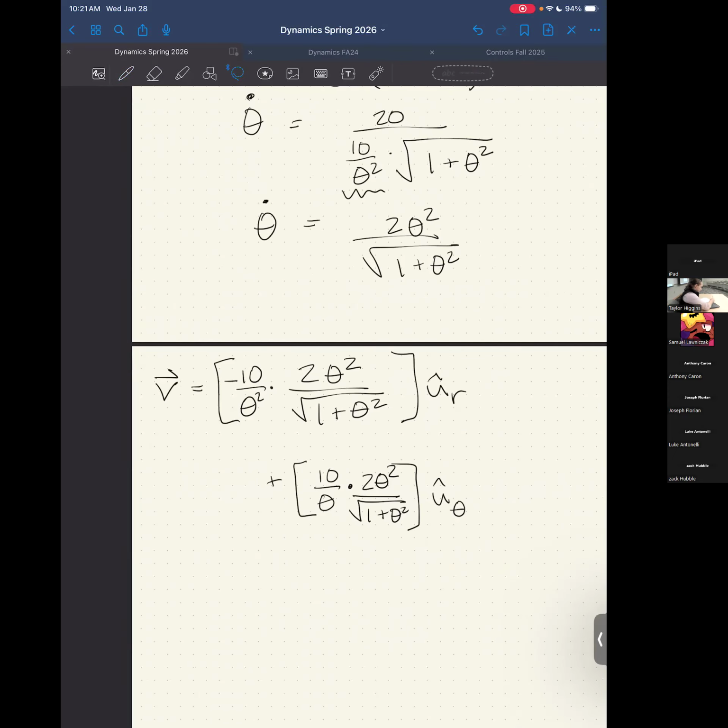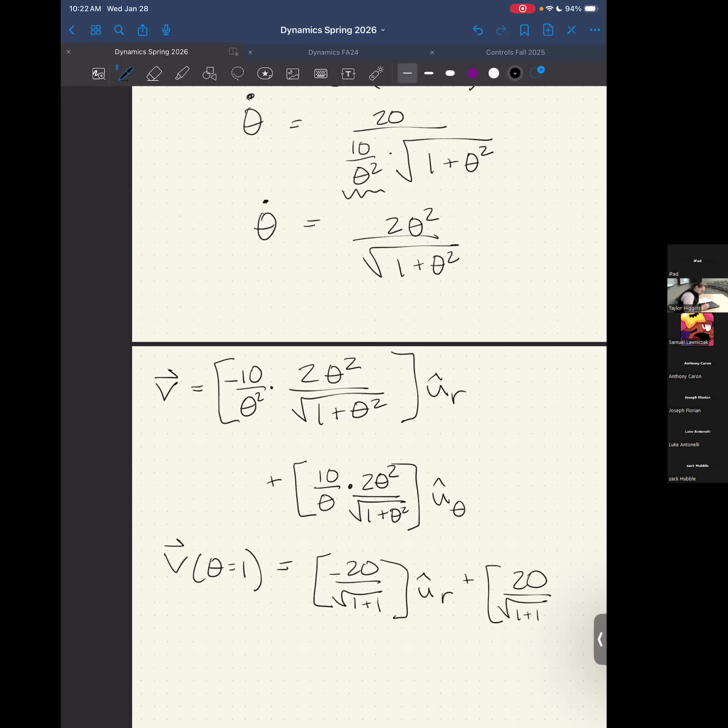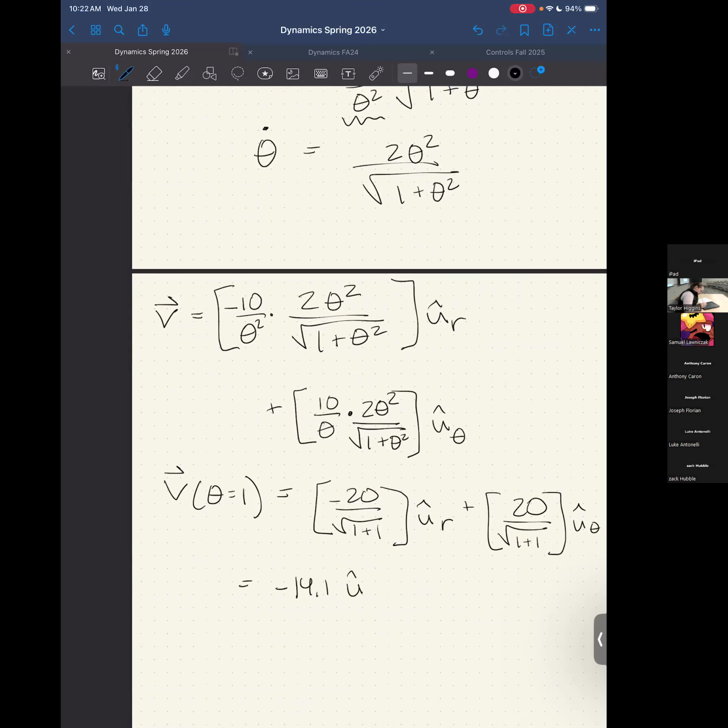Last part is they want us to plug in for theta equal to 1. So V of theta equals 1. That's super simple. We just plug in 1 for all of our thetas. So if you want to check yourself, your algebra should come down to minus 20 over square root of 1 plus 1, you have r, plus 20 over square root 1 plus 1, you have theta, which comes down to minus 14.1 r plus 14.1 theta.